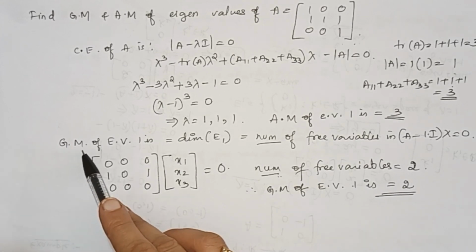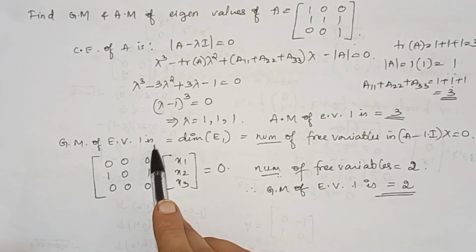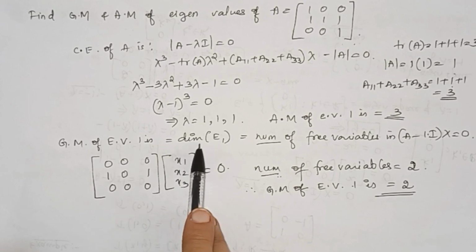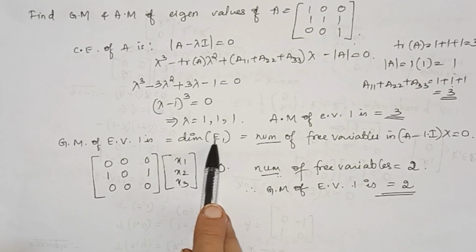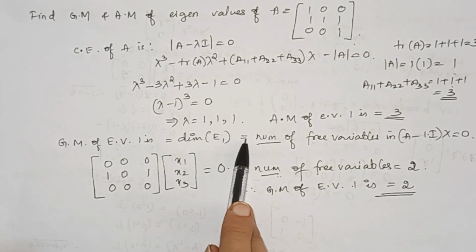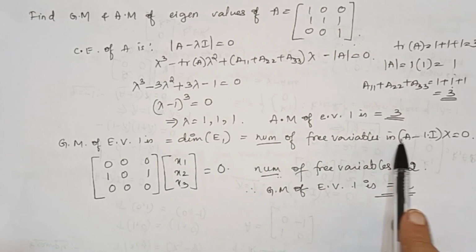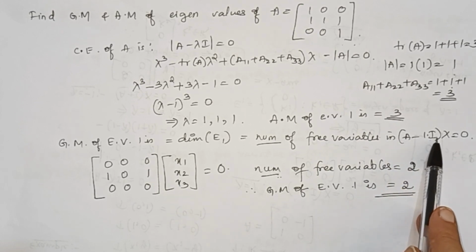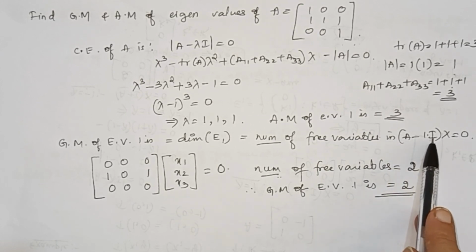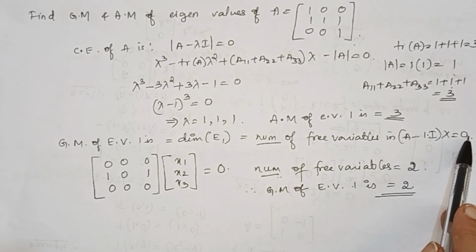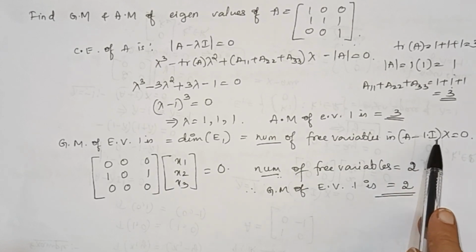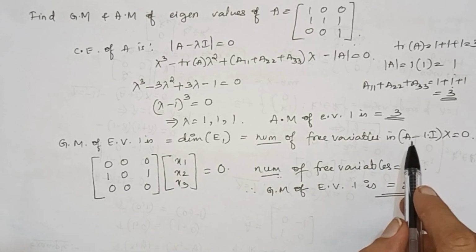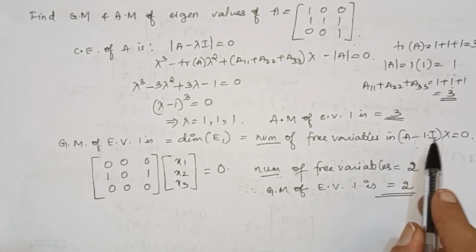Now to find the geometric multiplicity of eigenvalue 1, there is only one eigenvalue, which is the dimension of the eigenspace associated with eigenvalue 1, that is the dimension of E1. This is equal to the number of free variables in (A minus lambda I) x equal to 0. Lambda is 1, so (A minus 1 into I) x equal to 0. You have to find the number of free variables. So to find the number of free variables, A minus I should be in row reduced echelon form or row echelon form.